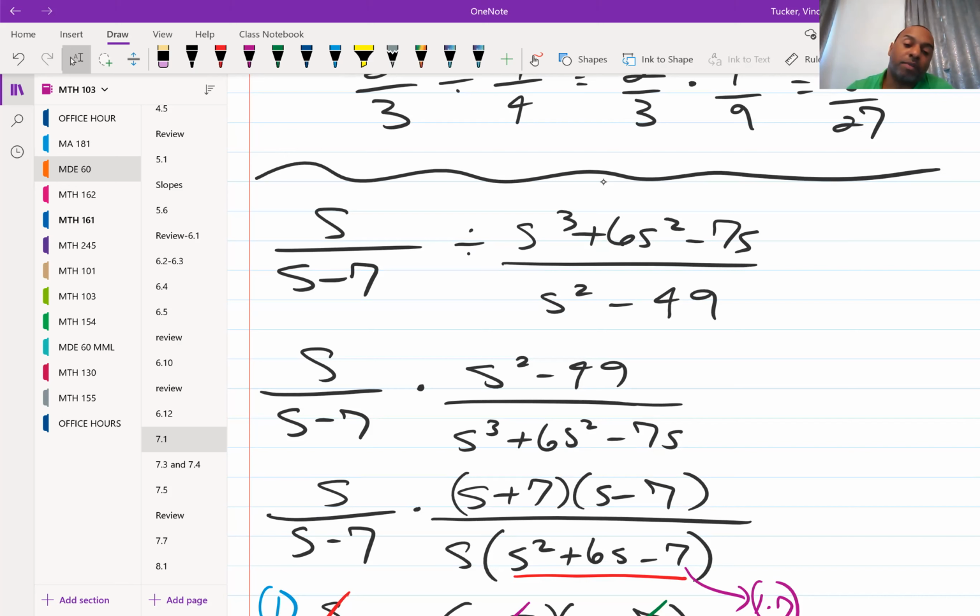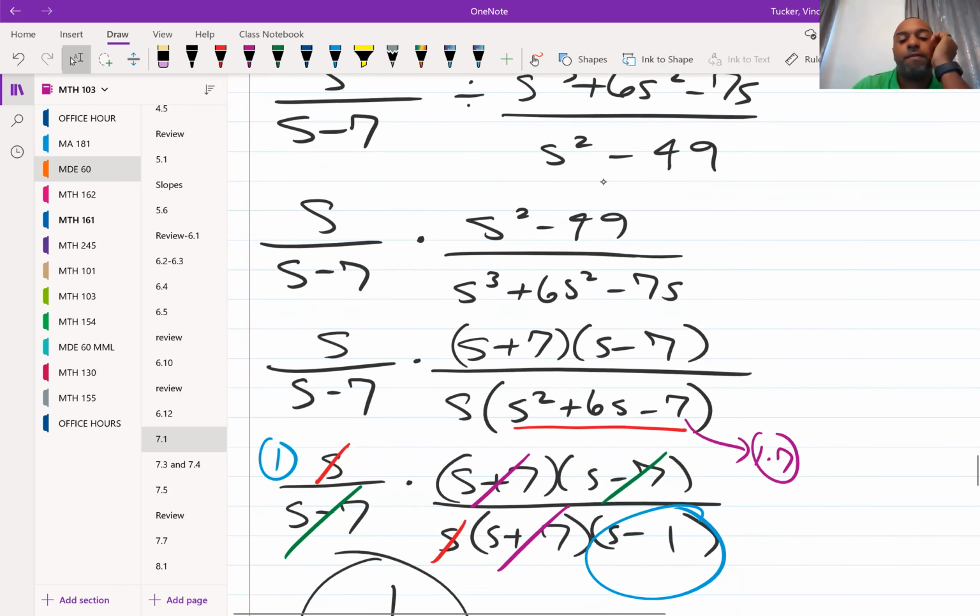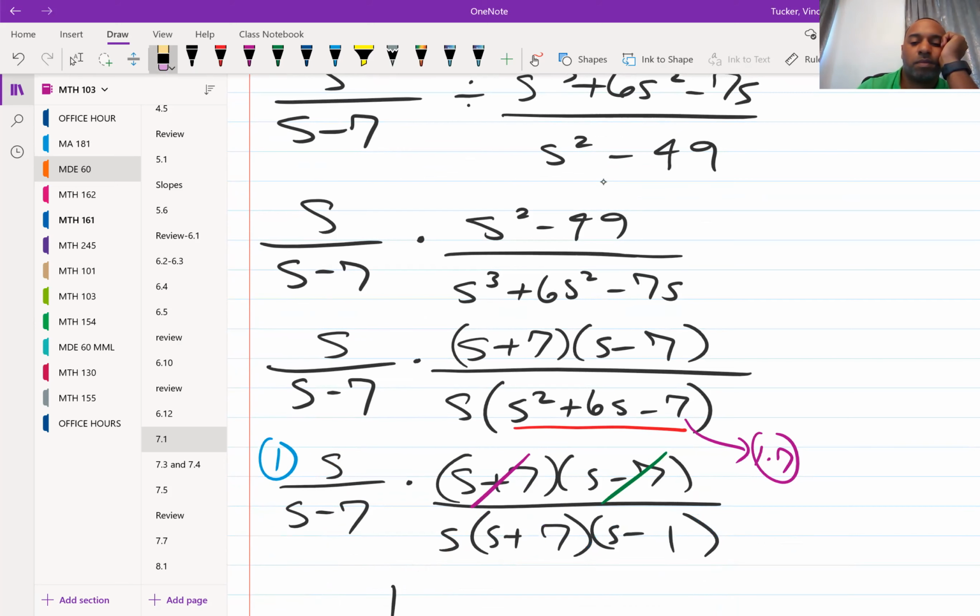The denominator: if you factor out s first, it gives you s squared + 6s - 7, and then factor that out. So we have s over (s - 7) times (s + 7)(s - 7) over s times (s + 7)(s - 1).